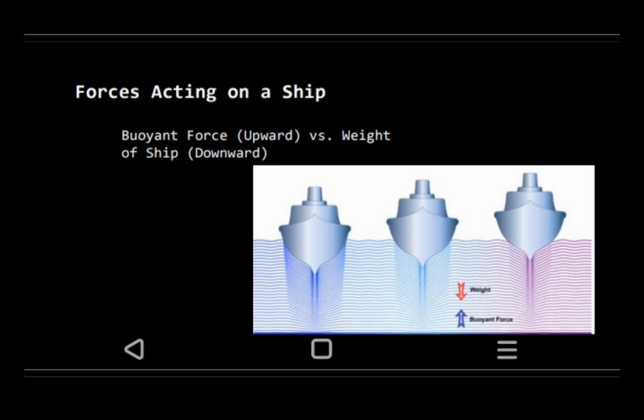The second one is gravity, the downward force acting on a vessel due to its weight. And the last one is equilibrium: when the buoyant force and gravitational force balance, the ship floats. And we're going to discuss the forces acting on a ship, buoyant force versus weight of the ship.